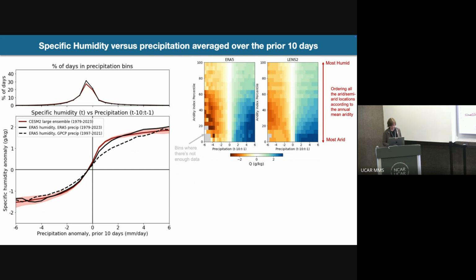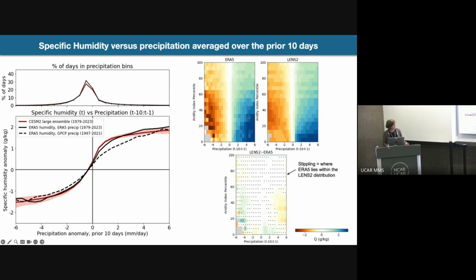I'm just giving you a bit of an impression of what that looks like across space. So taking all of the arid and semi-arid grid points and binning them according to their climatological aridity, we go from the most arid regions to the most humid arid regions. You can see in the colors how humidity is varying as a function of how dry it's been. And that's the difference between them. There are some small differences, but overall, ERA 5 and the model are looking very similar. So that's for the warm season.